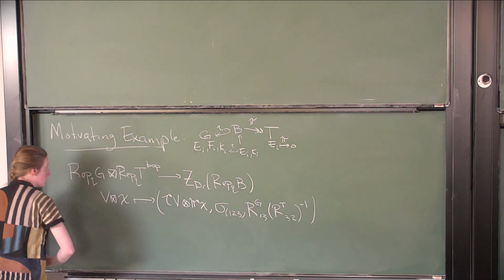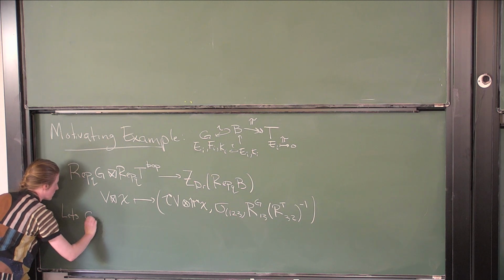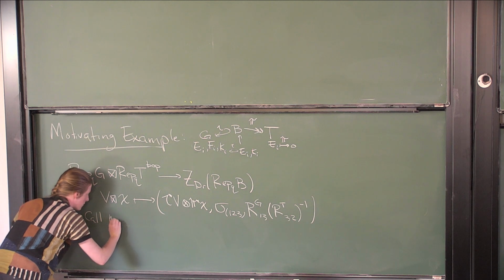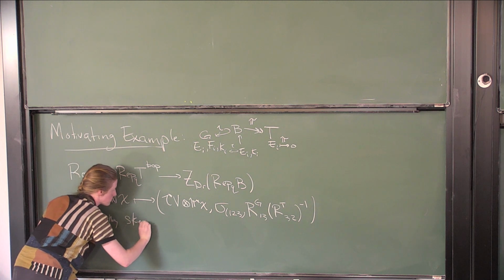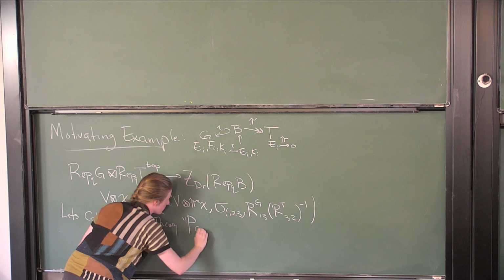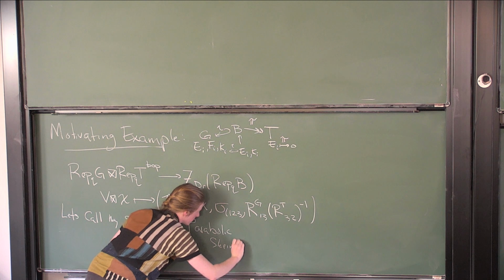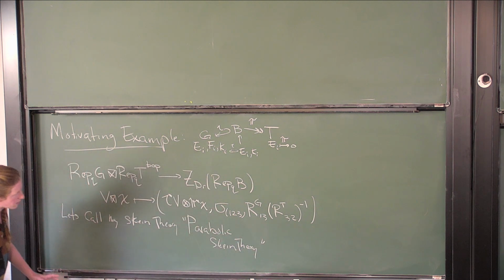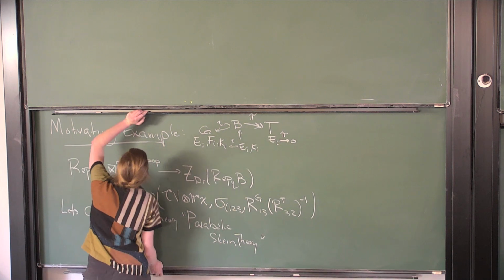And let's call my Skein theory parabolic. So all of the algebras and categories, everything I can build off of this, I'll just call it parabolic Skein theory in general.